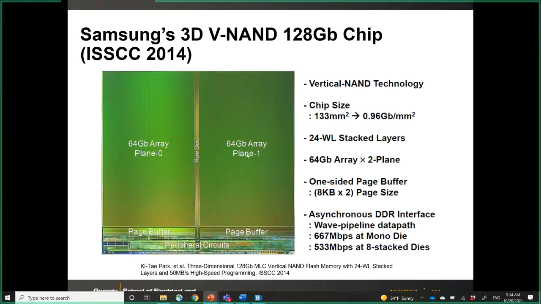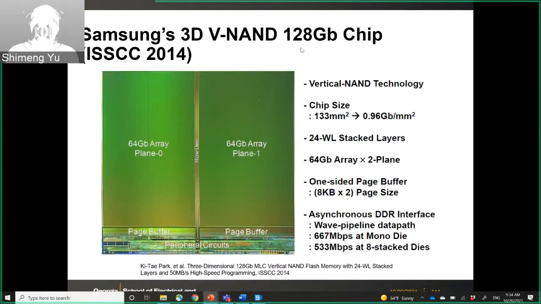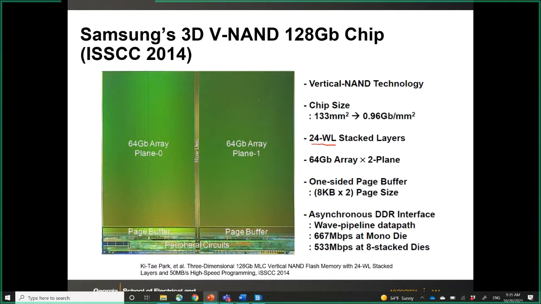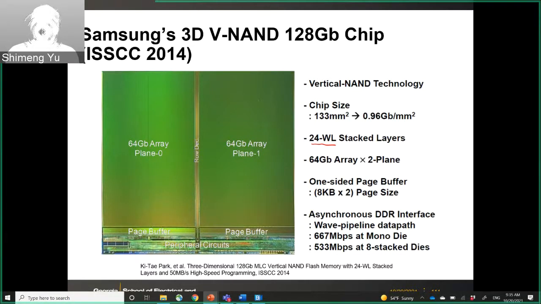So this is the die photo of the chip, and in total it has 128 gigabit, and it has two planes. And here you see the page buffer, basically like a sense amplifier and so on, and we have all the peripheral circuits, and also here in the middle you have the row decoder. So in this particular case, the first generation has 24 word lines, so this is 24 layers, 3D NAND flash. And then here there are some other specs, with the I/O interface. It uses a similar DDR interface to prefetch multiple bits, and then you burst out at the I/O, so you can improve the read bandwidth.